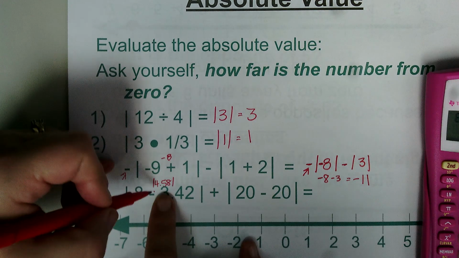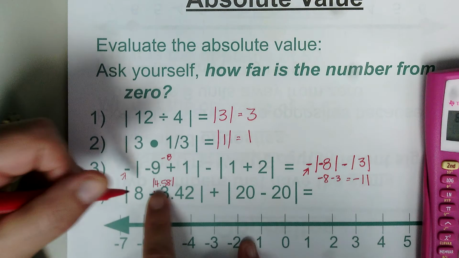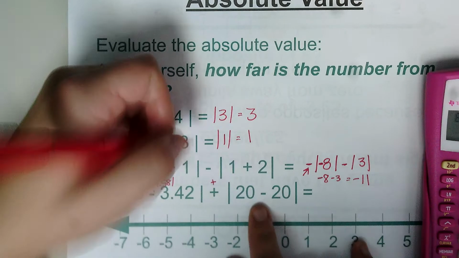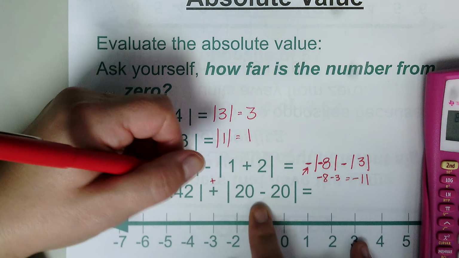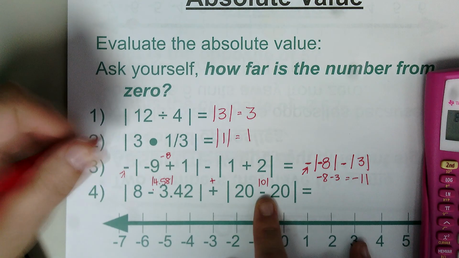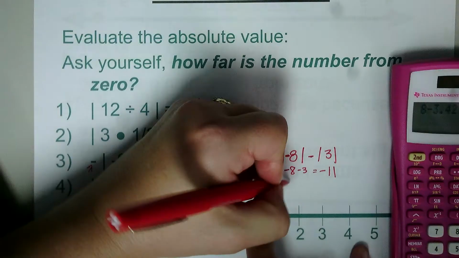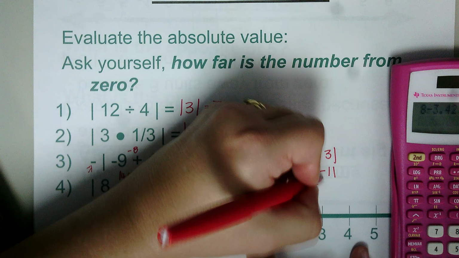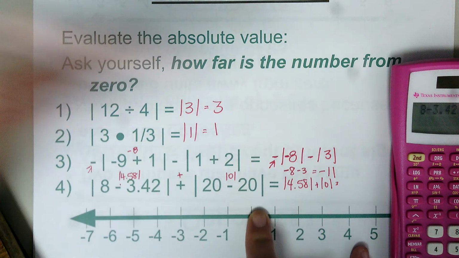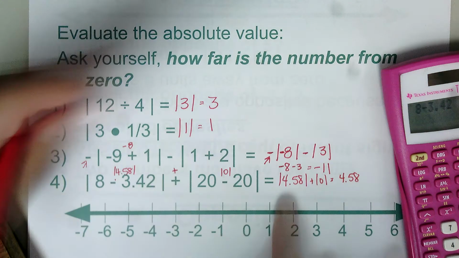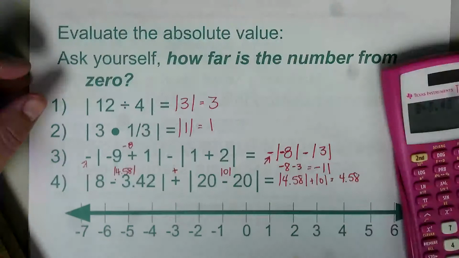So we're saying the distance of this number is 4 and 58/100 away from 0, plus the distance of 20 minus 20. Well, anything minus itself is 0, right? So the absolute value of 0 is just 0. So we're basically saying the absolute value of 4 and 58/100 plus the absolute value of 0 is just 4 and 58/100. It's 4 and 58/100 away from 0.